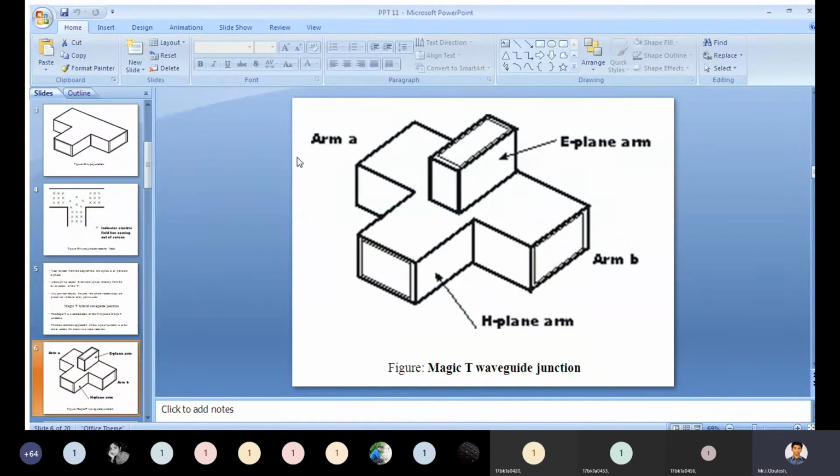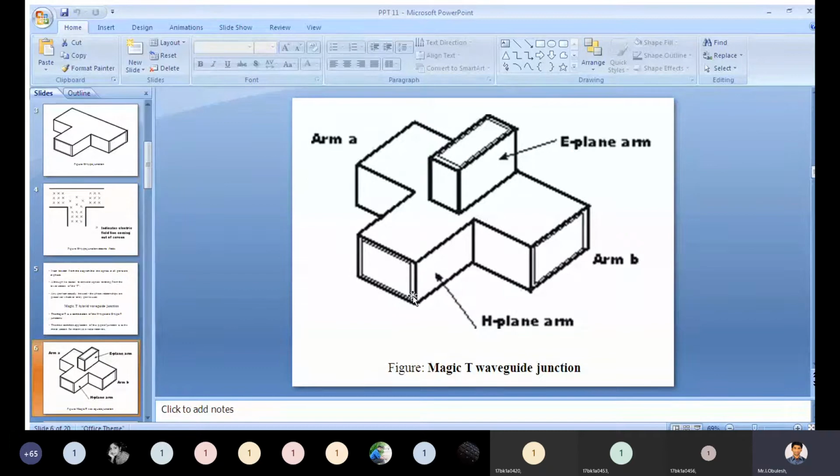Basically we need to take two types of waveguide junctions and combine those two, E and H type. Here we have the H plane arm and the E plane arm. These two are arm A and arm B. Let us assume this is the E plane arm and this is the H plane arm.